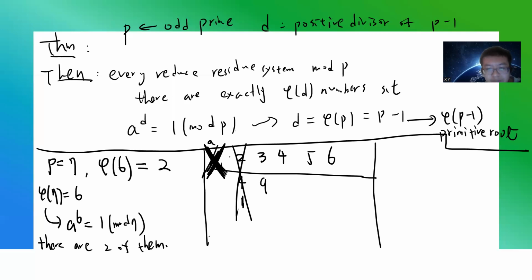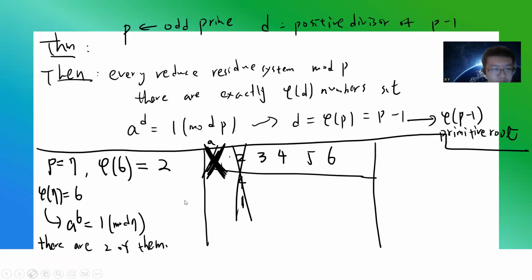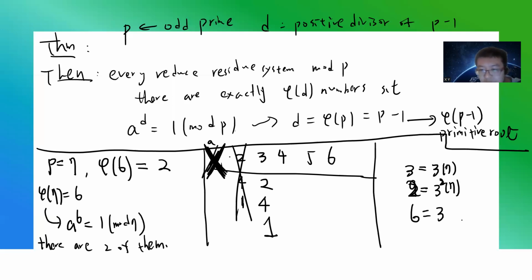So 3: 3 squared is 9, which is 2 mod 7. And 3 cubed is 6 mod 7. Then 3 to the 4 is 18, which is 4 mod 7. If you keep going, 3 to the 5 is 5 mod 7. Finally you get 3 to the 6 is 1 mod 7, so 3 is a primitive root, and this is the answer.